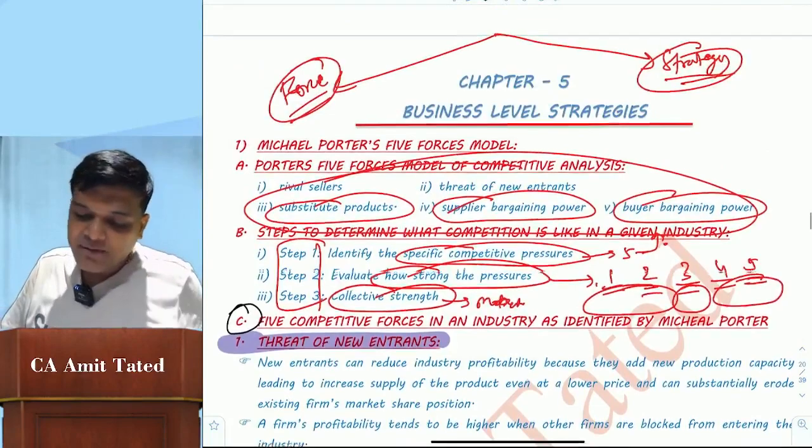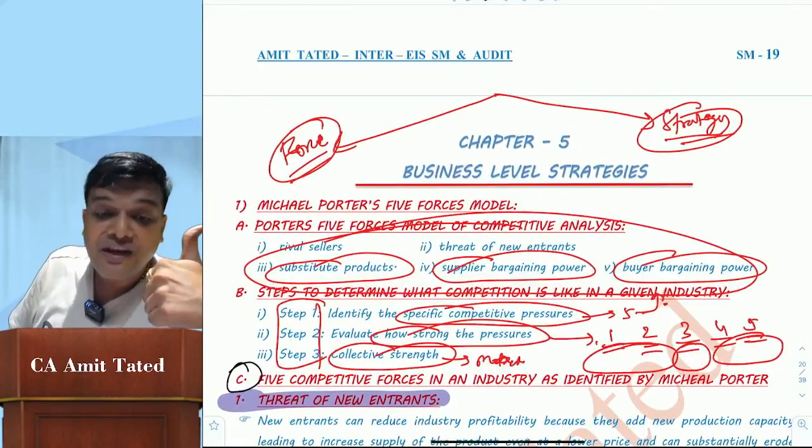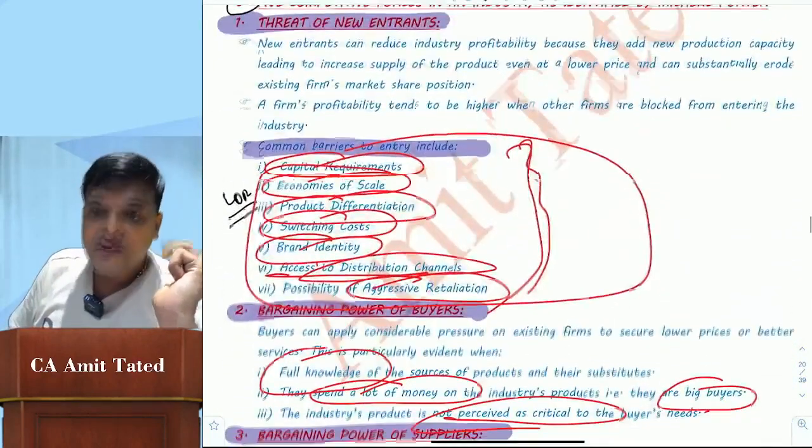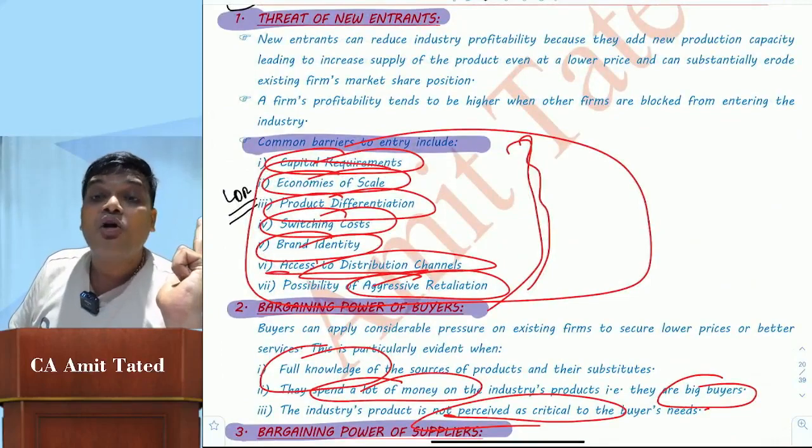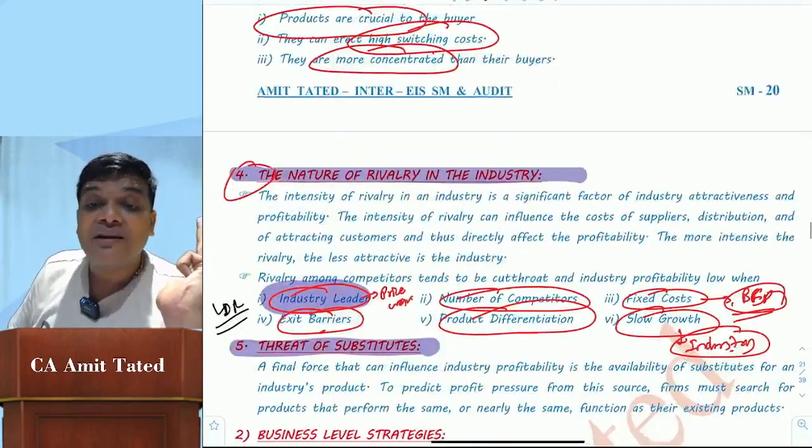So what are the three types of questions that can be there? First question can be: what are the five forces? You need to have five forces here. Second concept is the common barriers of entry. Third point is rivalry in the industry.